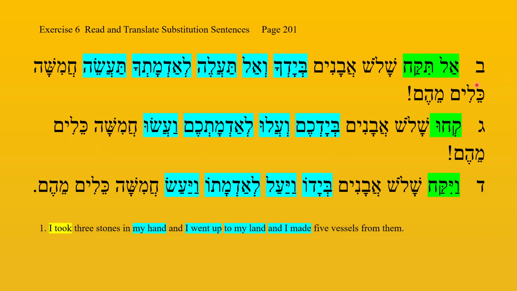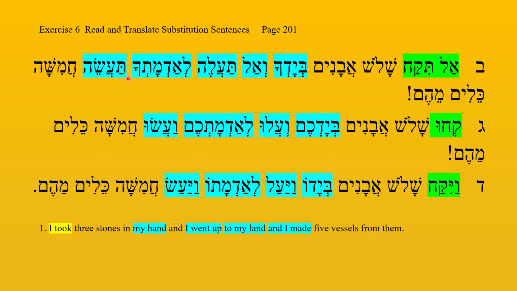Number 1, the bet substitution. We're substituting now "al tikach" for "I took." So this is "al," which tells you it's a negative, and that guarantees that this is the command form. So, do not take 3 stones in your hand, and do not ascend or go up to your land. Do not make 5 vessels from them.